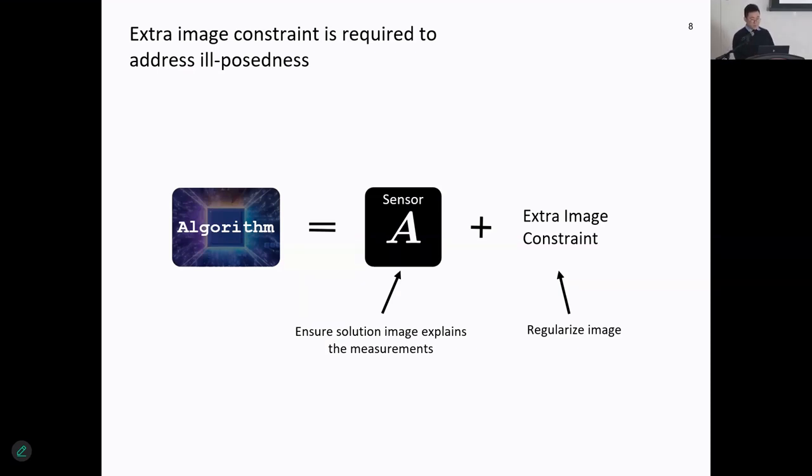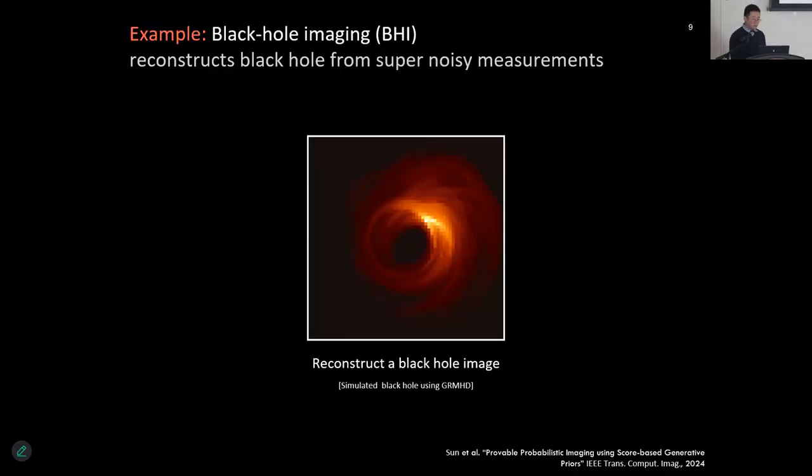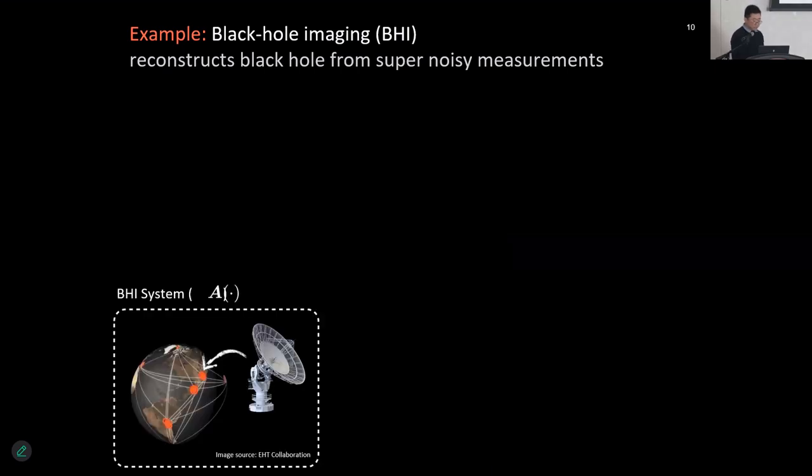To see why, let's dive slightly deeper into one application, black hole imaging, which will highlight different challenges in solving these ill-posed inverse problems. This example will be the running application of the talk. Black hole imaging, or BHI for short, aims to visualize the black hole from radio telescope measurements.